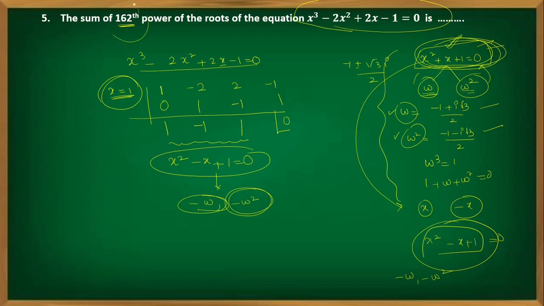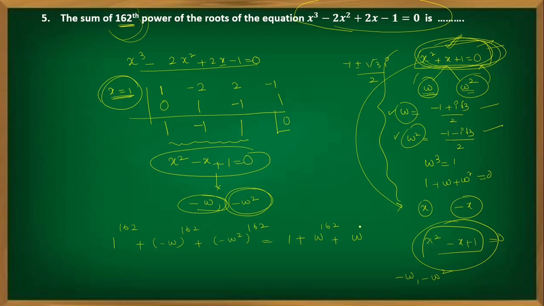Here we want to find the 162nd power of the roots. So that means 1 to the power of 162 plus minus omega to the power of 162 plus minus omega square to the power of 162. This is the required value. 1 to the power of 162 is 1, plus minus omega to the power of 162 is omega to the power of 162, plus omega to the power of how much you get here.